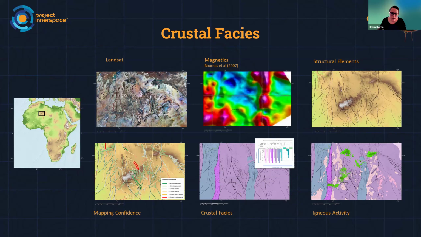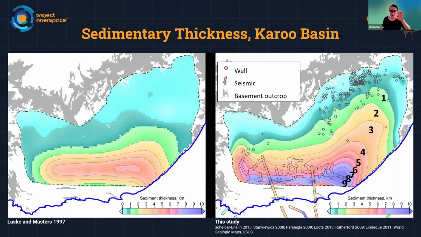So with the crust, we talked a little bit about the thickness of the lithosphere, thickness of the crust. We're also trying to improve our global sedimentary thickness model. Again, the emphasis here is improving data frequency, data quality. The maps above are from the Karoo Basin onshore southernmost South Africa. On the left-hand side, you can see the global sedimentary thickness grid from Lasky and Masters.